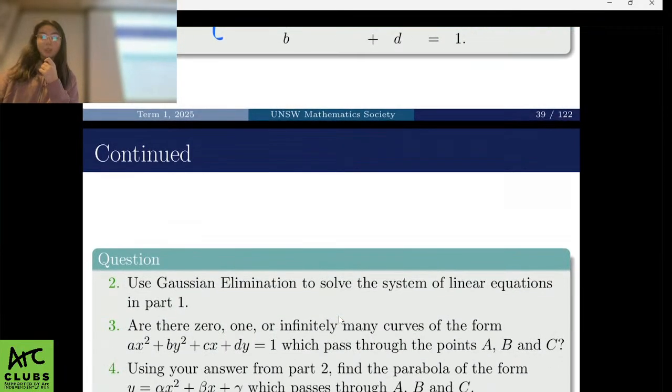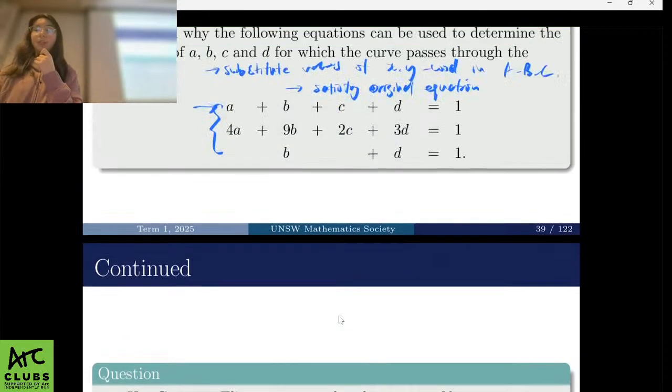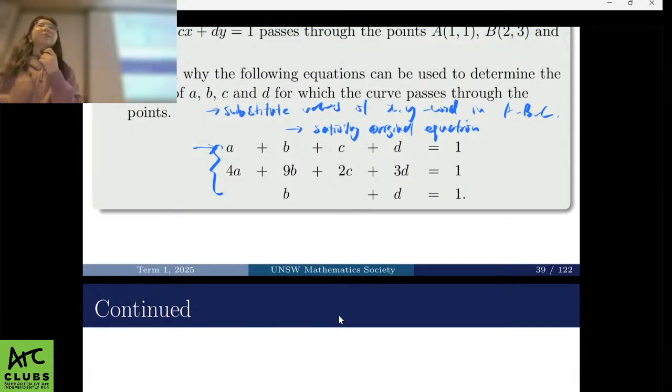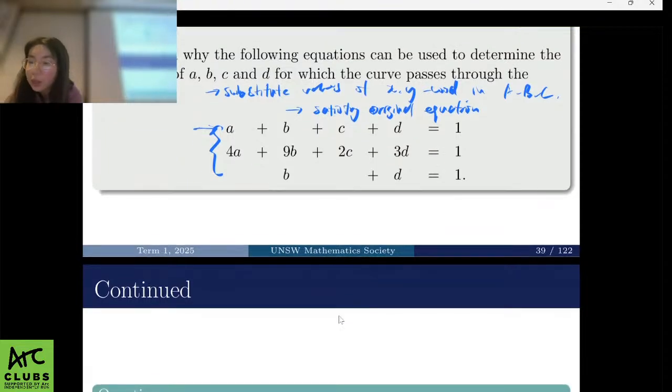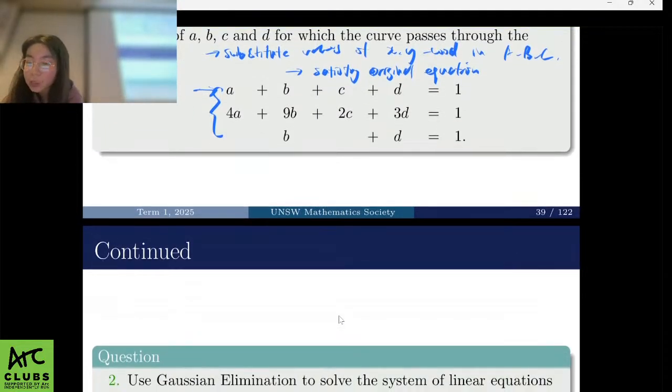And then in part 2, we want to use Gaussian elimination to solve the system of linear equations in part 1. So what Gaussian elimination essentially is, you're just reducing it to row echelon form such that you can get all of your variables by back substitution. So how do we do that? First of all, we want to write that as a matrix.